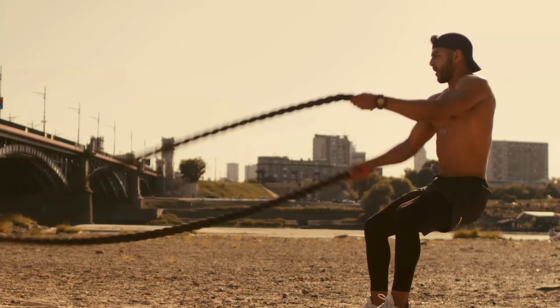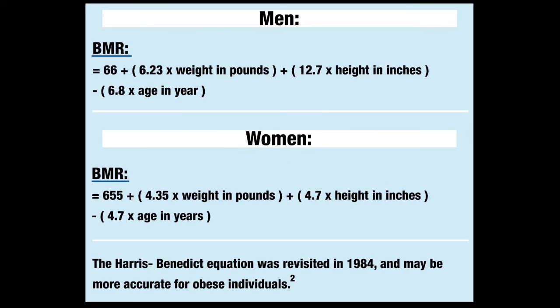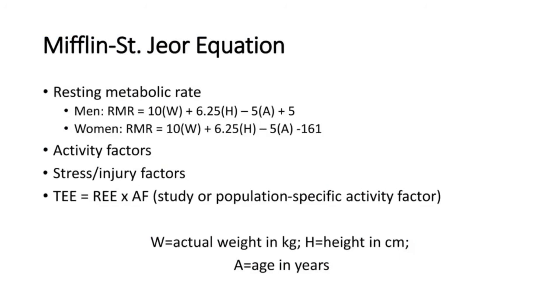Calculating RMR. There are two equations that people can use to calculate their RMR: the revised Harris-Benedict and the Mifflin-St. Jeor. Both provide an estimate for both men and women. A person can plug the following values into the relevant sections of their chosen equation: their weight in kilograms, their height in centimeters, and their age in years. The Mifflin-St. Jeor is the most accurate. I'll leave a link to the online calculator for it in the description.